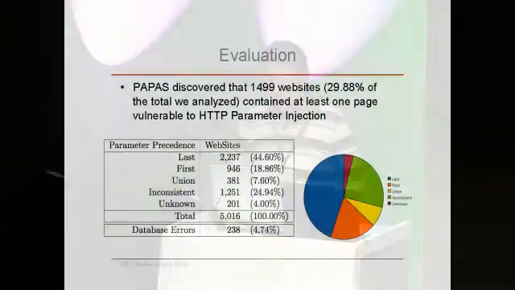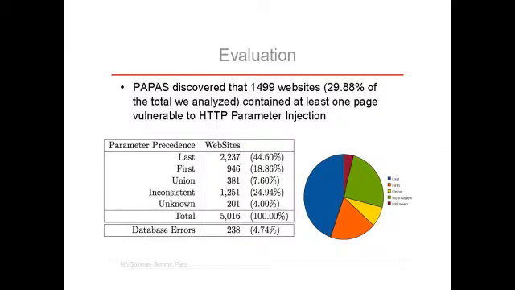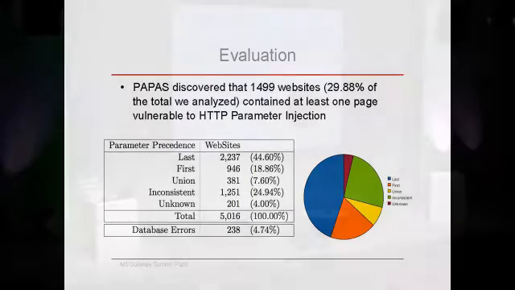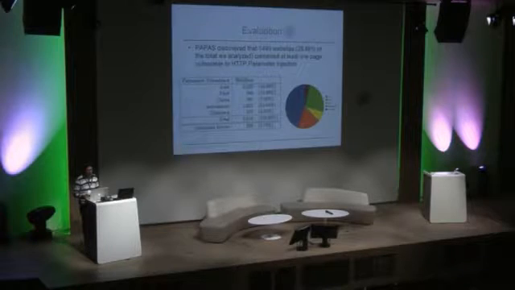So we discovered that more than 14,000 websites, about 30% of the total we analyzed, contained at least one page vulnerable to HPP parameter injection. And you also see the parameter precedence. So more than 2,000 websites, for example, had the last parameter selected when we were injecting it. Some of them had the first, some of them were selecting both of them. In some cases, you could not determine which parameter had precedence.